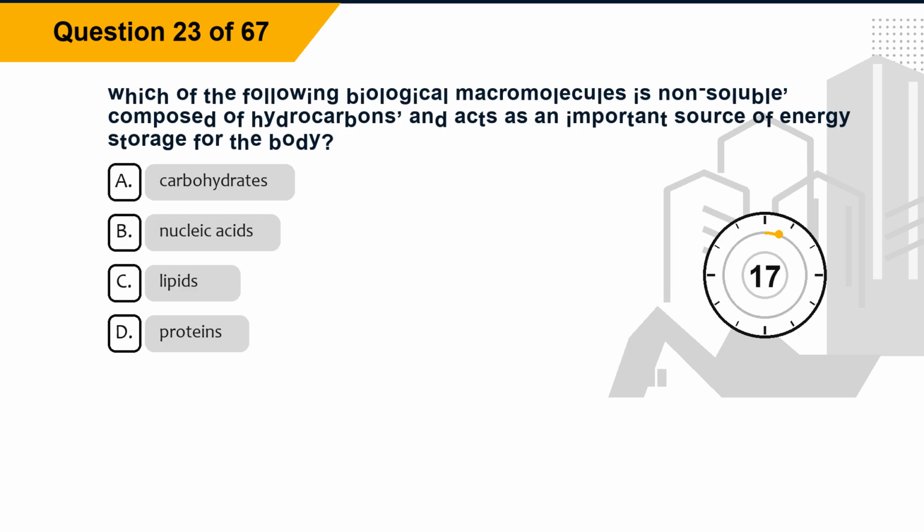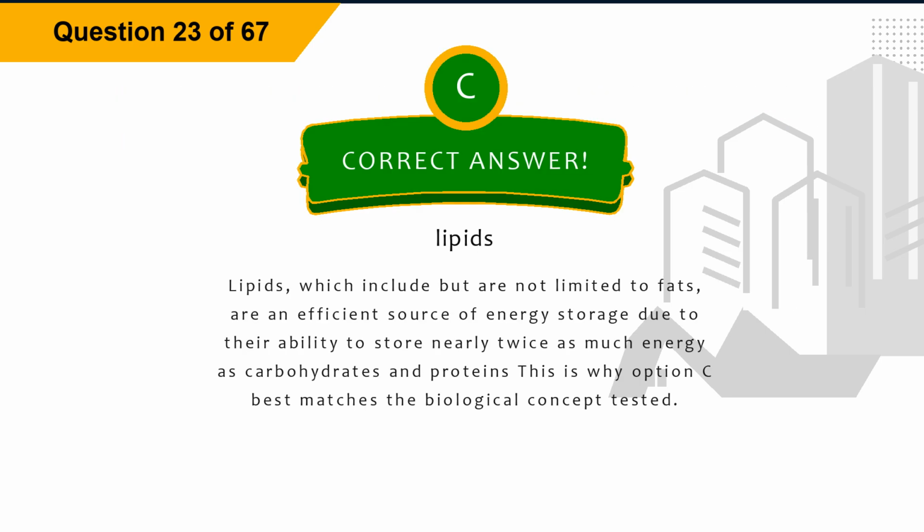Question 23. Which of the following biological macromolecules is non-soluble, composed of hydrocarbons, and acts as an important source of energy storage for the body? Option A, carbohydrates. Option B, nucleic acids. Option C, lipids. Option D, proteins. The correct answer is option C, lipids.